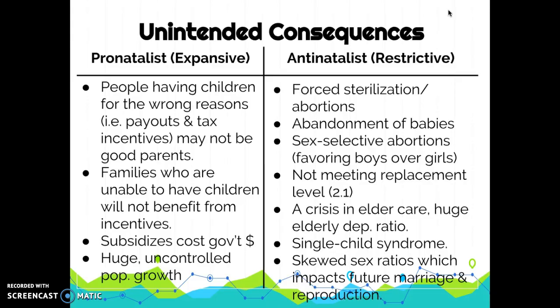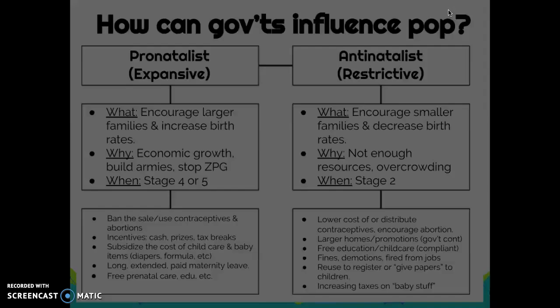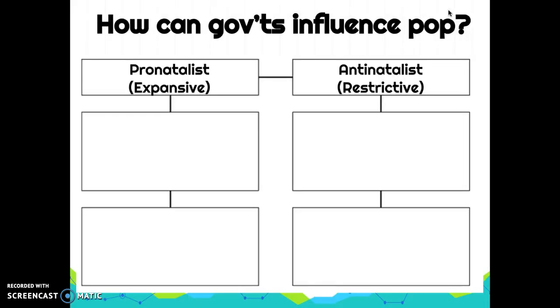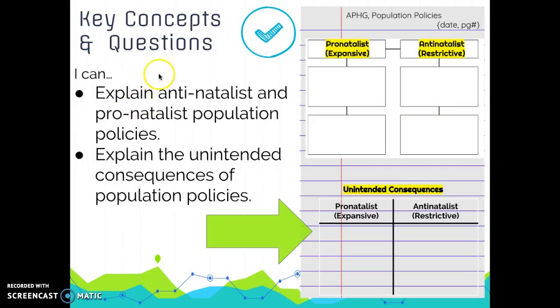Overall, folks, important things that you need to know. Let's go back to these objectives. You need to be able to explain antinatalist and pronatalist population policies and the unintended consequences of these policies.